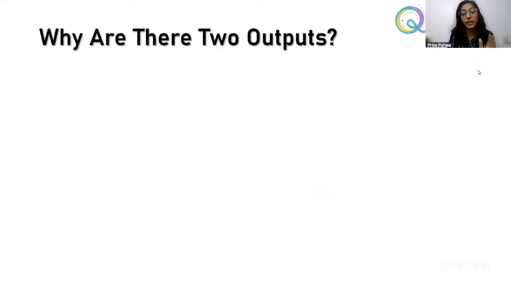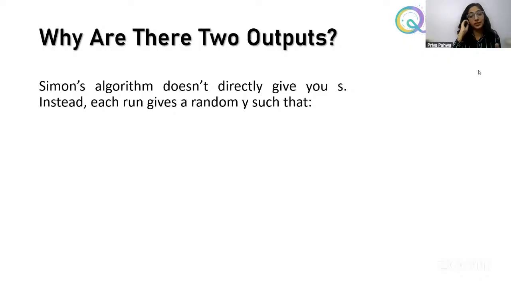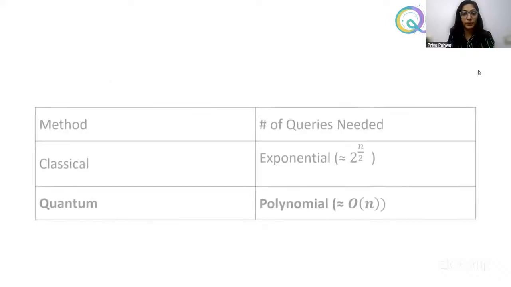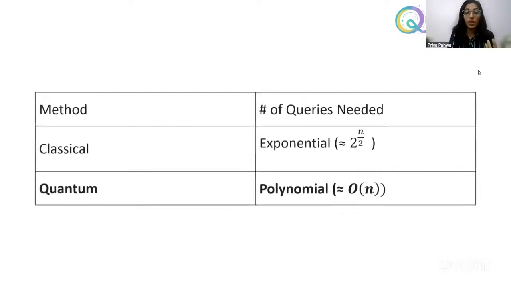But next is the question: why are there two outputs in the Qiskit implementation part? Simon's algorithm doesn't directly give you S. Each run gives a random y such that it qualifies for this expression. Already mentioned, right? Classical algorithm.